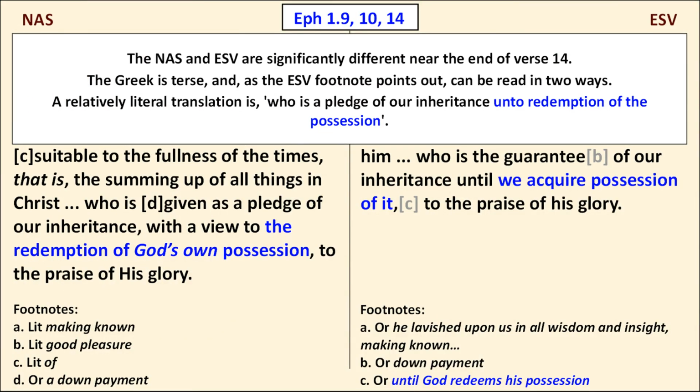The NAS and ESV are significantly different near the end of verse 14. The Greek is terse and, as the ESV footnote points out, can be read in two ways. A relatively literal translation is, "who is a pledge of our inheritance unto redemption of the possession."